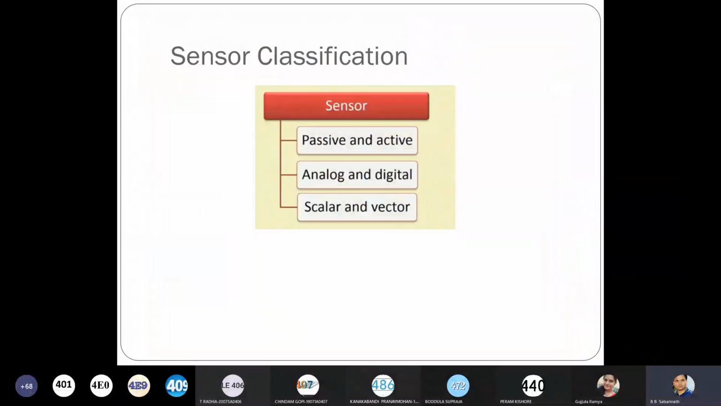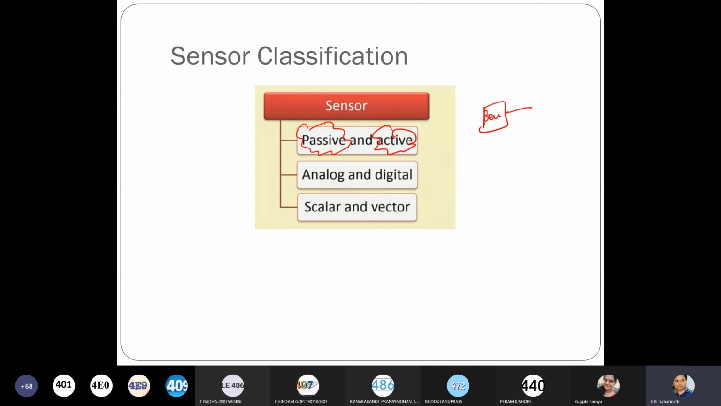And finally, some classification: passive sensor, active sensor, digital, analog, scalar, vector. Suppose, what is an active sensor? An active sensor is nothing but a sensor that does not utilize any external supply. The sensor by itself can generate the output without using any external power supply. But what is a passive sensor?